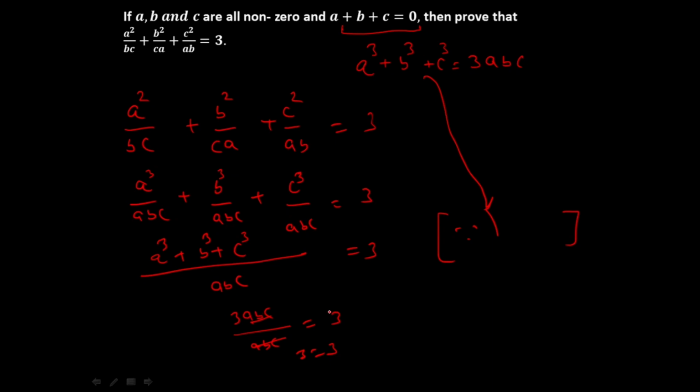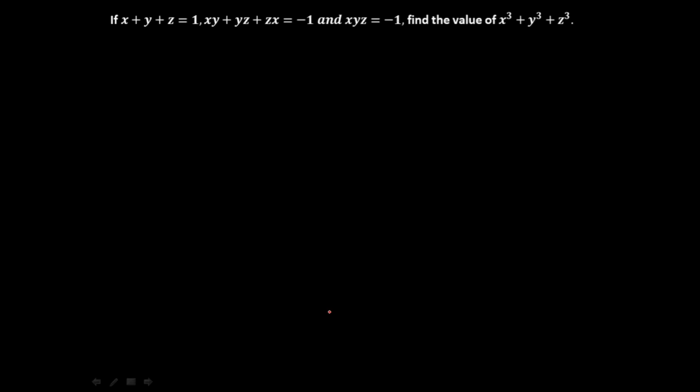The next one we have: if x plus y plus z equal to 1 and xy plus yz plus zx equal to minus 1 and x times y times z equal to minus 1, find the value of x cube plus y cube plus z cube. So my dear, let's see how to find this value.